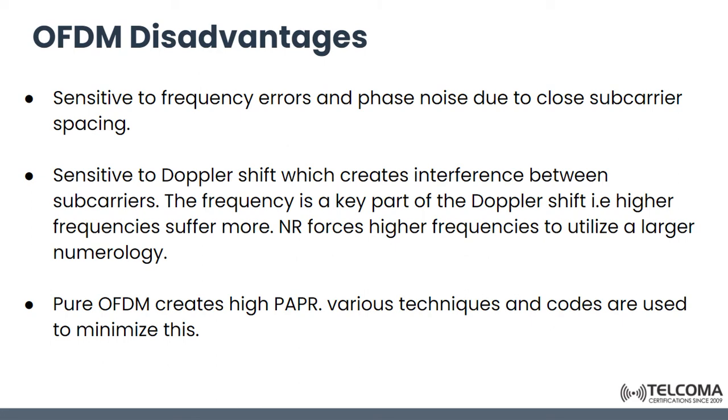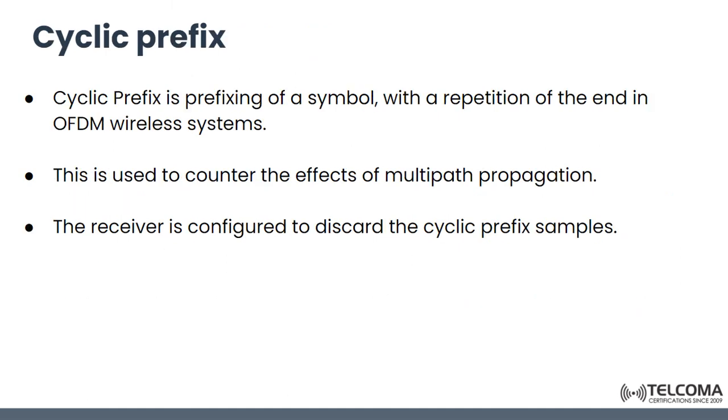Disadvantages include that it is sensitive to frequency errors and phase noise. It is also sensitive to Doppler shift, which creates interference. The frequency is a part of the Doppler shift, so higher frequencies suffer more. Now new radio forces higher frequencies to utilize a larger numerology. Pure OFDM also creates a high PAPR, peak to average power ratio. Various techniques and codes are used to minimize this.